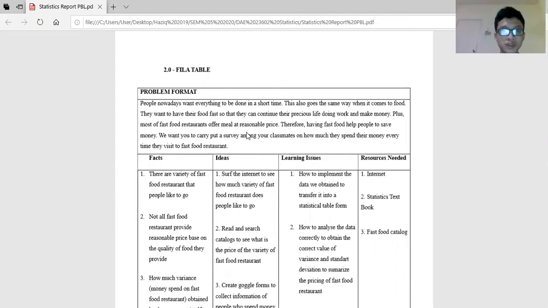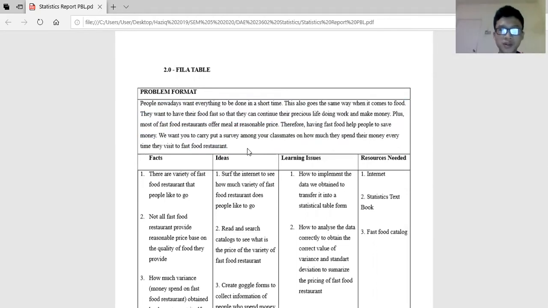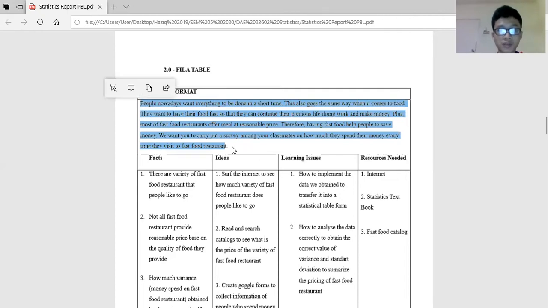So today I'm going to present the filler table part for our problem-based learning statistics assignment. We have been given the task to answer question number 4 regarding how much money people or respondents spend on fast food restaurants. So this is the question you can see over here in the problem format. This is the question that we need to answer in the problem-based learning, PBL.